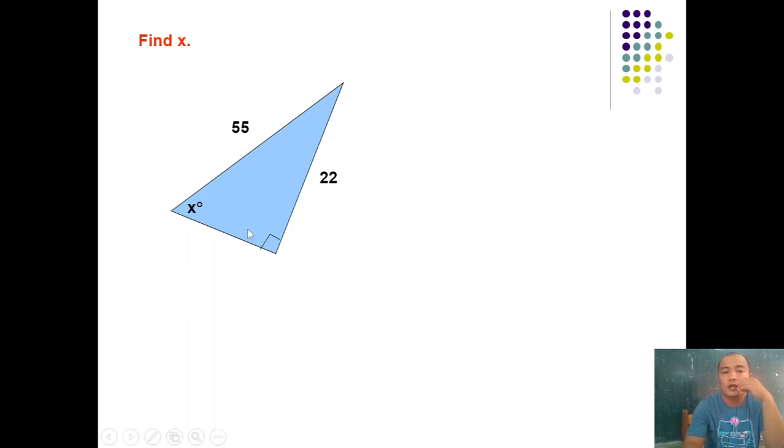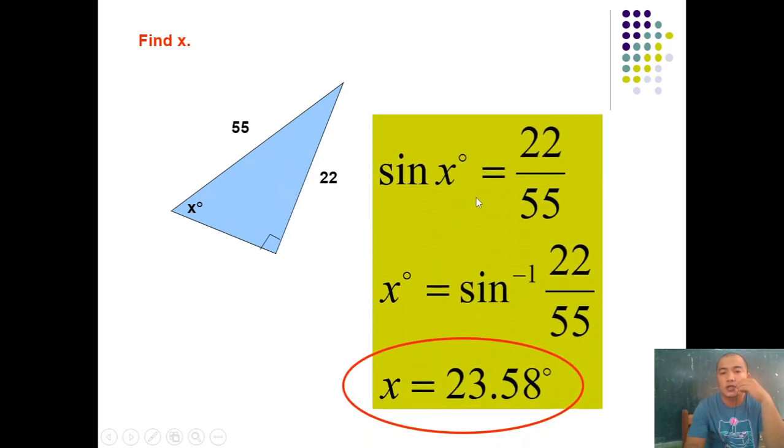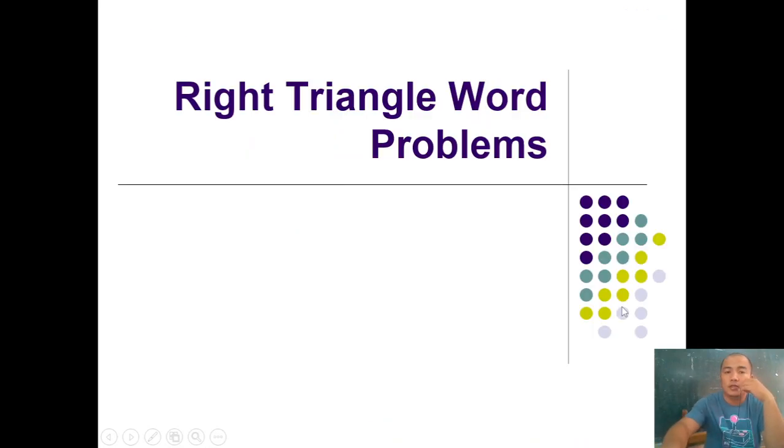Solve for the angle x here. Sides involved are opposite side and hypotenuse, so we're going to use the sine function. Sine x equals 22 over 55, or 2 fifths, or 0.4. Shift sine 0.4. The answer will be 23.58 degrees.